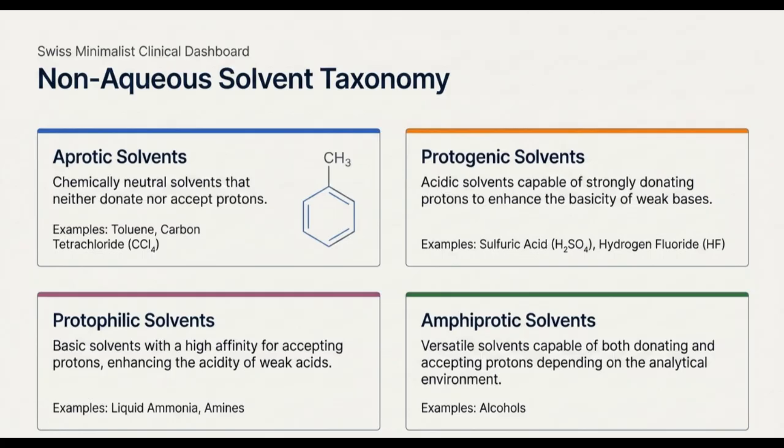The third category is protophilic solvents, which are basic and have a high affinity for accepting protons, thereby enhancing the acidity of weak acids. Examples include liquid ammonia and various amines. The fourth category is amphiprotic solvents, which are versatile and capable of both donating and accepting protons depending on the analytical environment. The most common examples are alcohols. Choosing the right solvent can make the difference between a successful titration and a failed one.